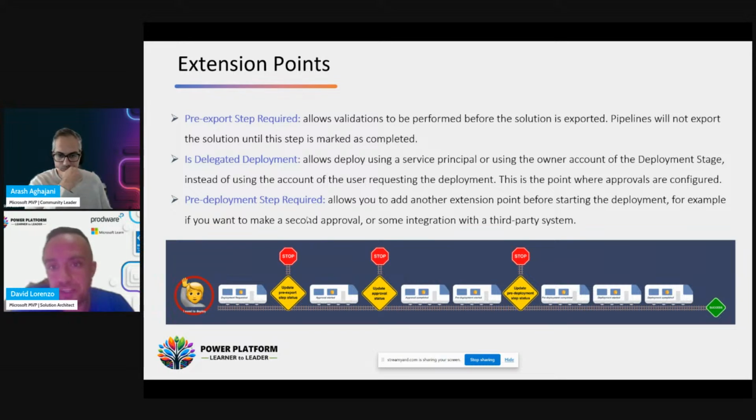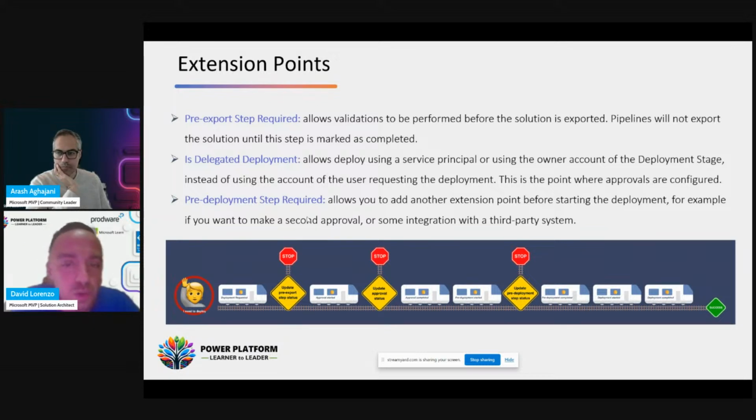We need to think about some action, maybe some approval action, maybe some validation action on the solution file. So we can run some custom validation process, for example, and then we can fail the process if the validations are not good. The second business event is delegated deployment. This is the one we will use. We allow to deploy the solution using a service principal, or using the owner account of the deployment stage. We will use a service principal later on.